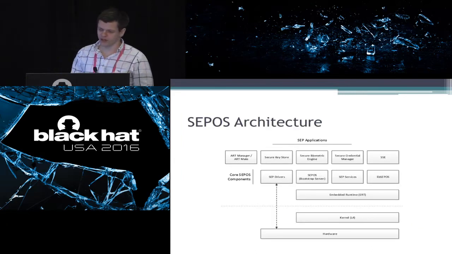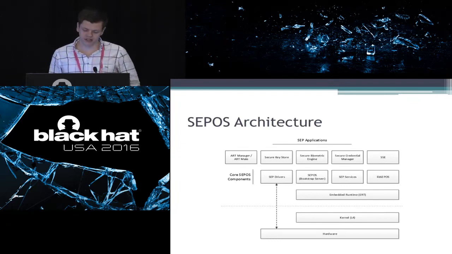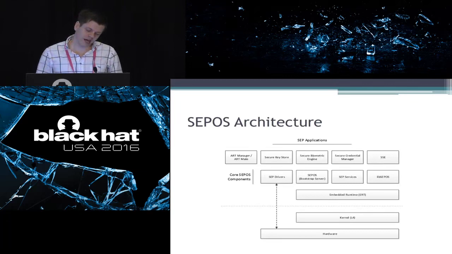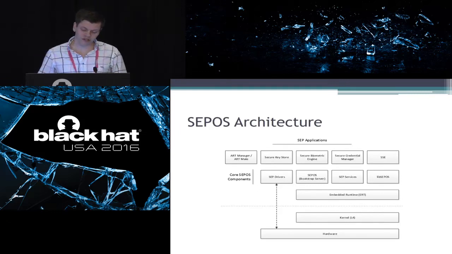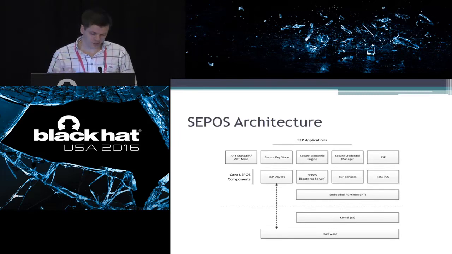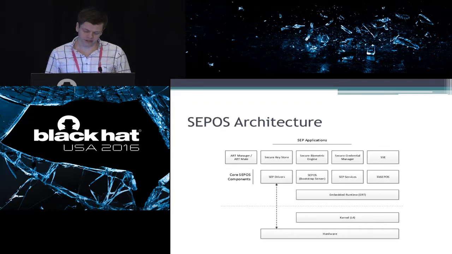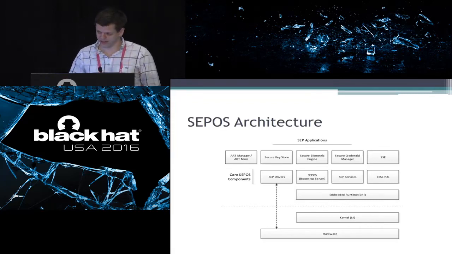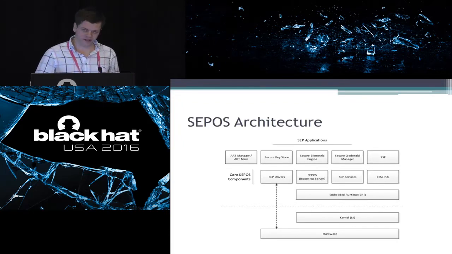This is an overview of the SEP OS architecture, where on the top you can see all the applications. The layer below has the core SEP OS components with the drivers, the services, the libraries, and frameworks. Also, there's a special root task called SEP OS, which has a bootstrap server. We'll go more into detail on all of these. Below it, you have the embedded runtime, which is a library that it uses to interface with the kernel itself and the hardware.